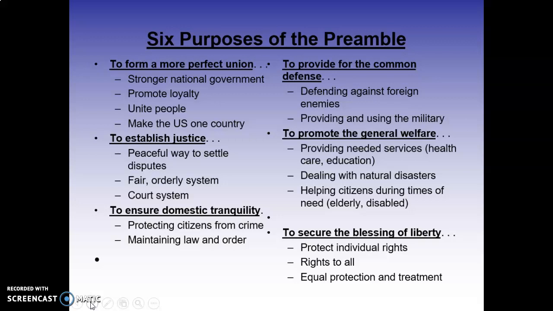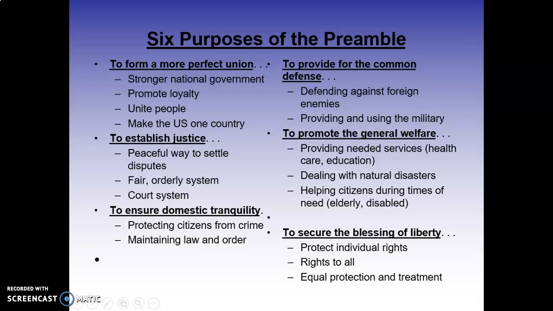To provide for the common defense. In other words, defending us against foreign enemies, providing and using the military. To promote the general welfare: to provide people with needed services like health care, education, dealing with natural disasters, helping citizens during time of need like the elderly and disabled. Guys, this part of the preamble covers a lot of modern day things. And think about health care, think about where we're at with COVID right now. All of these things. This is the federal government's job to protect its citizens from these things.